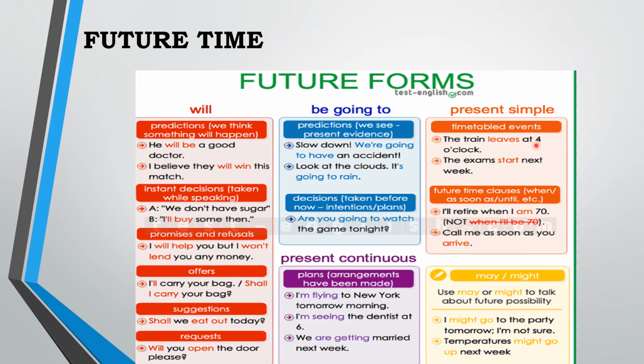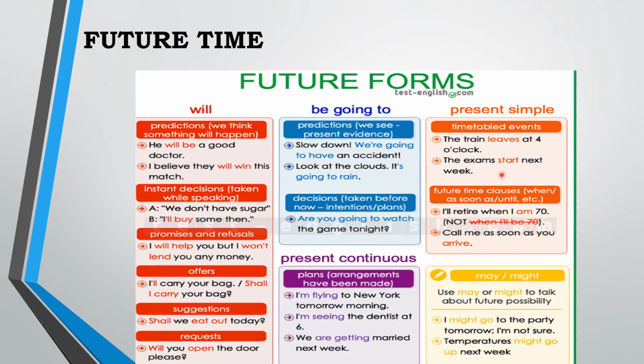Here it is the timetabled events, scheduled events. The train leaves at 4 o'clock. So this is a schedule which happens daily. So it's present simple where you say the train leaves at 4 o'clock. Why am I saying it's a present simple but future form? Because though you're talking about an action, leaves is present simple tense. That is your base form leave plus S, leaves. But every day it happens. So every day it's a future form also. Hence we are saying the train leaves at 4 o'clock. The exams start next week.